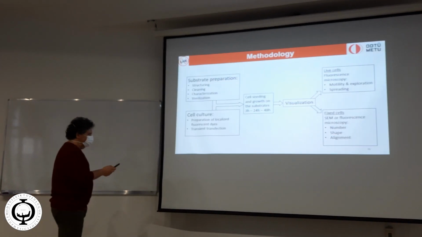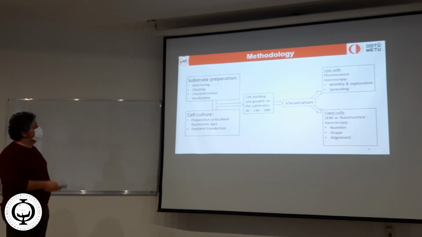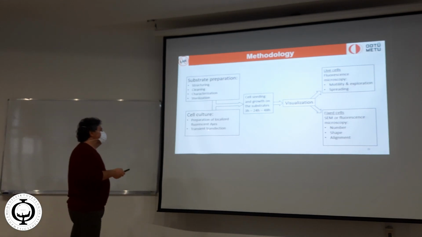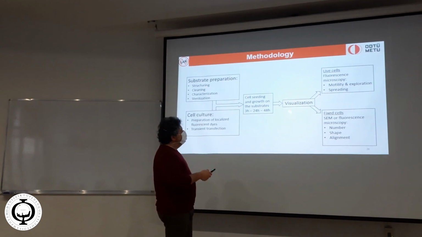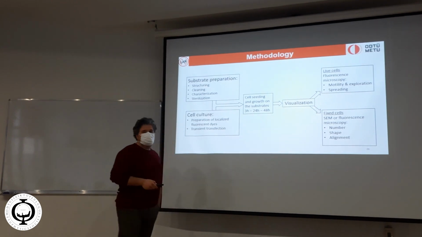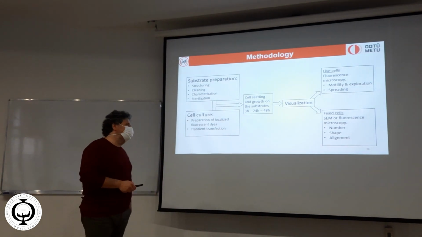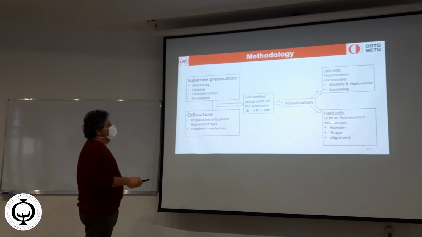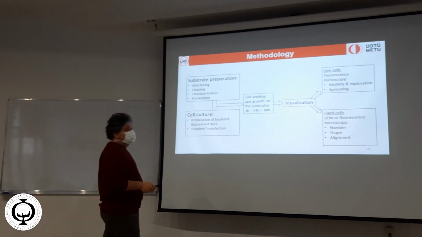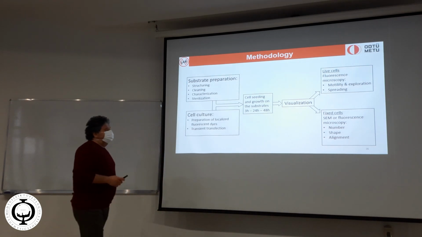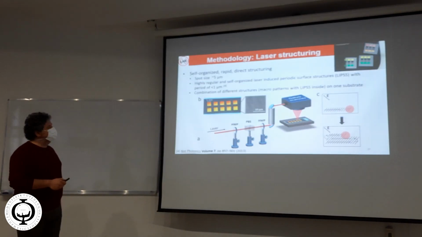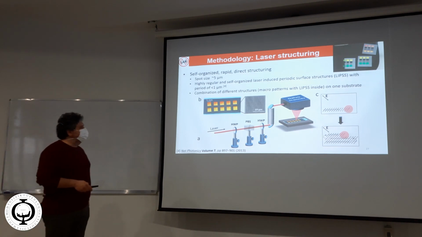All right, then, so we do have some initialization of the work, some structure, so substrate preparation like cleaning, etc. You start your cell culture, then seed them, grow on the substrates. Then you have to inspect their motion, their layout using microscopy. It could be SEM, scanning electron microscopy. It could be fluorescence microscopy. And two other tools. And here is the laser structuring effect.